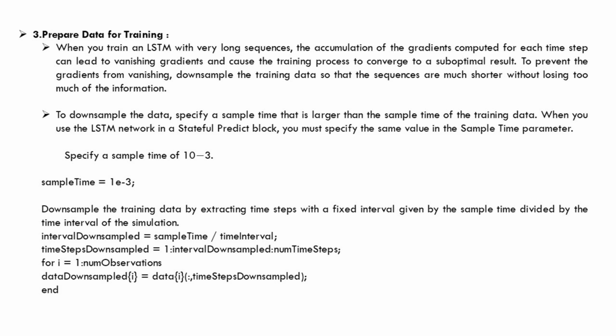Specify a sample time of 10 power minus 3. Sample time equals 1e-3. Downsample the training data by extracting time steps with a fixed interval given by the sample time divided by the time interval of the simulation by using the code shown in this slide.